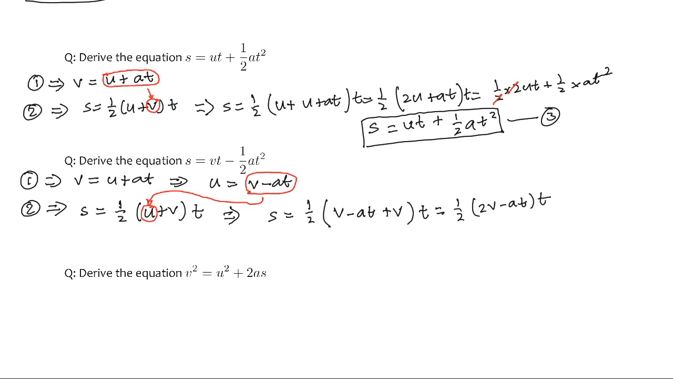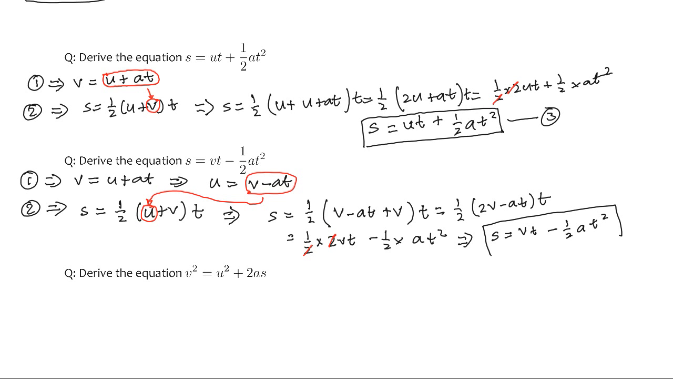Right. So I can say S is equal to half times 2vt minus half times at squared, and like we did earlier, this 2 cancels with this 2, leaving you with S is equal to vt minus half at squared, and this is the fourth equation that I was looking for.